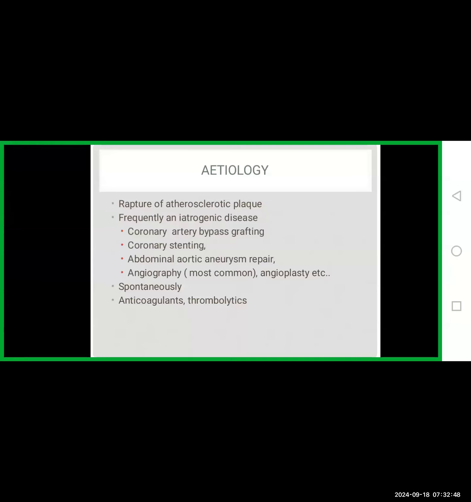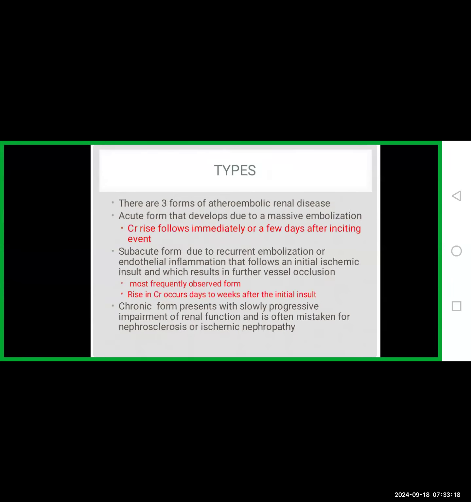So the etiology is rupture of atherosclerotic plaque, which may follow surgical procedures like coronary artery bypass grafting, coronary stenting, and angiography, being the most common cause of such a condition. However, the release of cholesterol emboli into circulation may also occur spontaneously without any procedure. Also, anticoagulants and thrombolytics can be a cause of embolization.